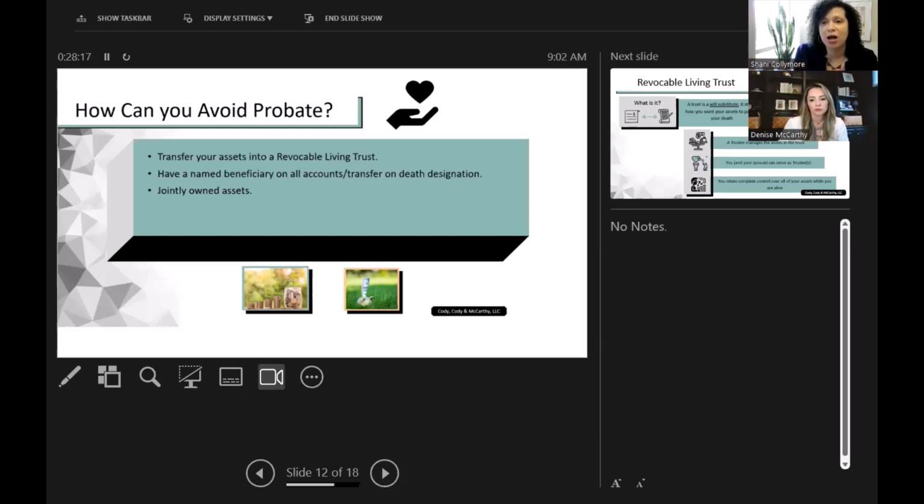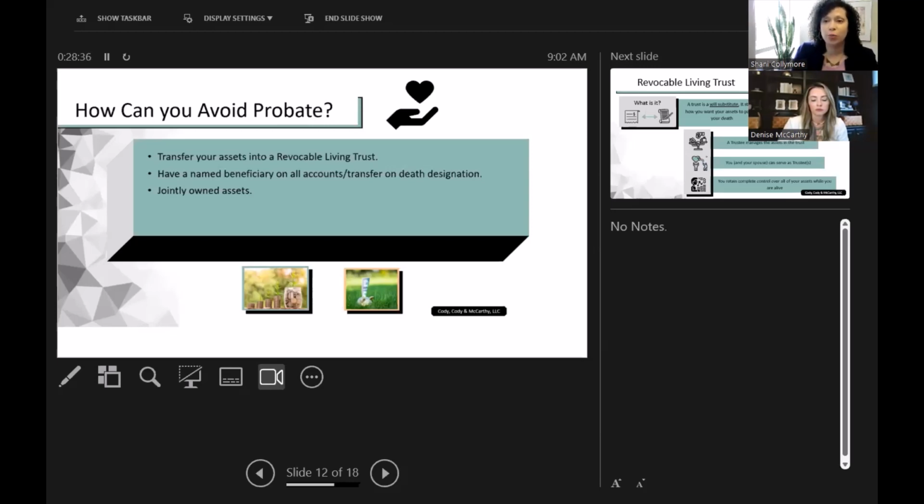So your will does not govern your IRA beneficiary designation form. It would only govern if you had no beneficiary, and then it would become a probate asset, and then your will would govern it. But typically we recommend people fill out their beneficiary designation form.